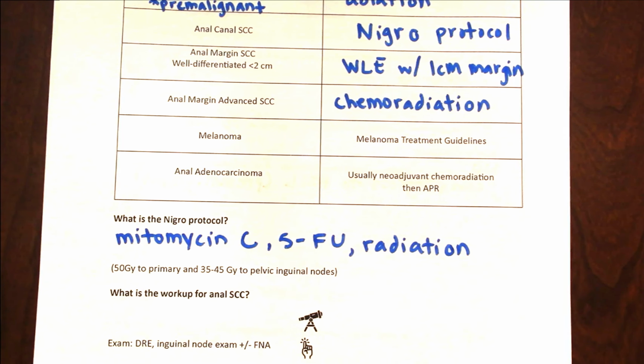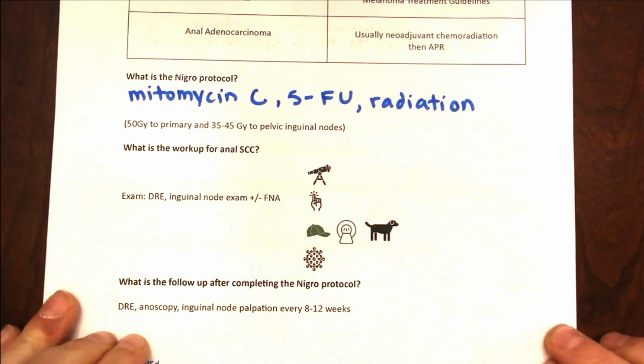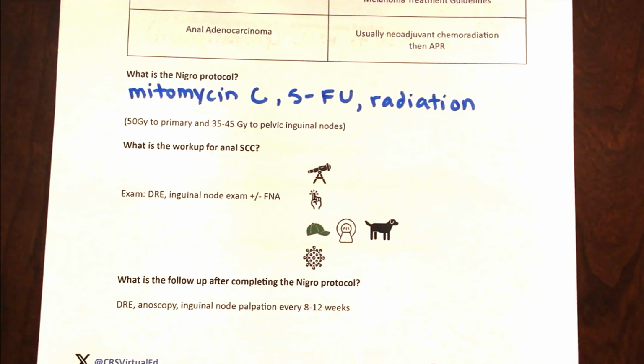All right. Thanks for explaining that, because I feel like this is a question every year on the ABSITE when they ask you about a squamous cell cancer of the anal canal, and they always try to get you to pick surgery, and the patient should not get surgery. They should get the NIGRO protocol.